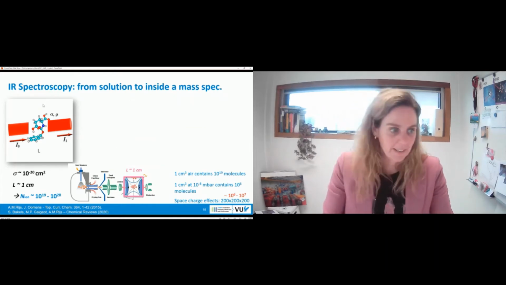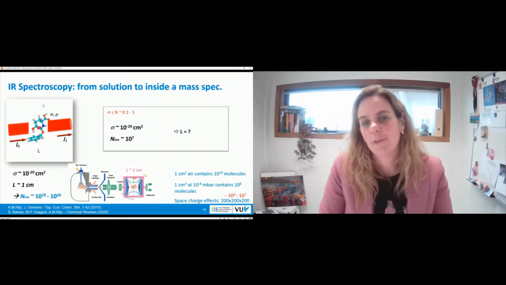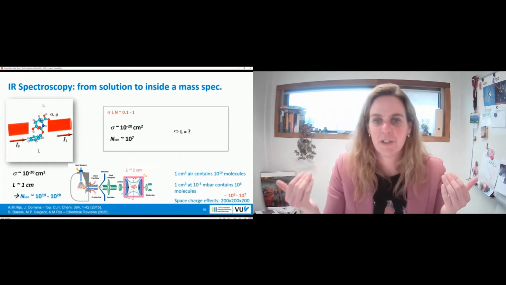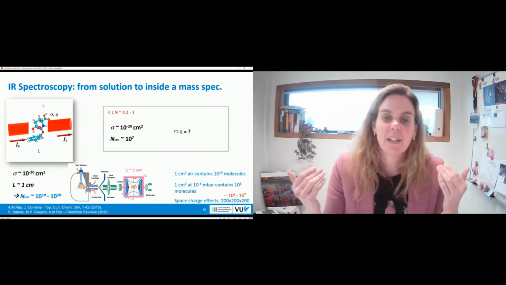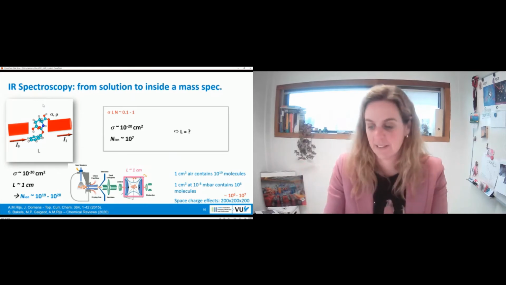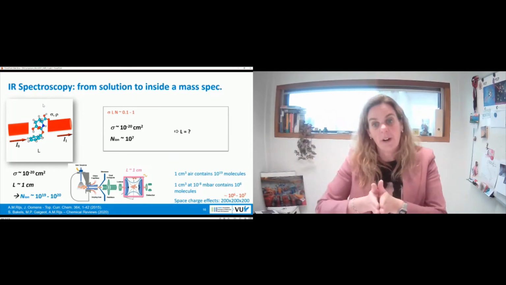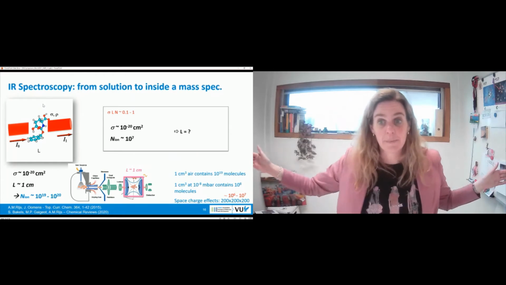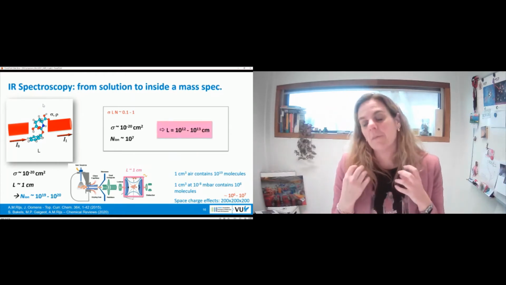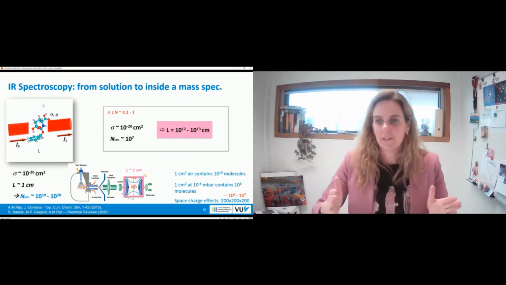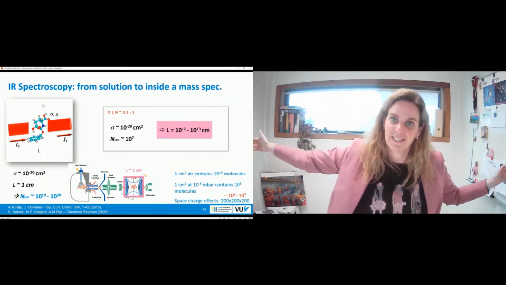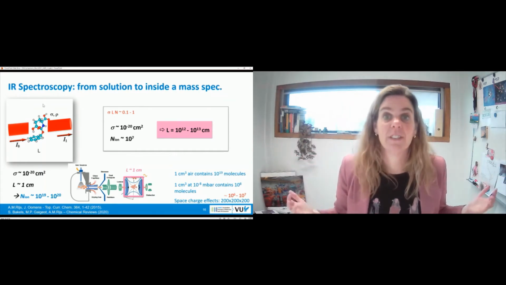So what does this mean? And then we move on. So if we still have the absorption cross-section of 10 to the minus 20, and we can only have 10 to the 7th ions present, well, what does it mean for our length? Because that's the only other parameter we still have. So you see we need 10 to the 12, 10 to the 13, so more than 1 million kilometers length cell. So of course this is impossible.